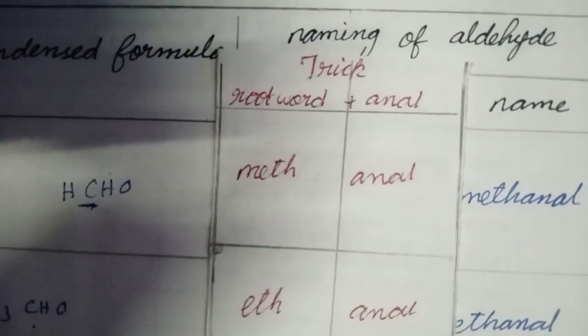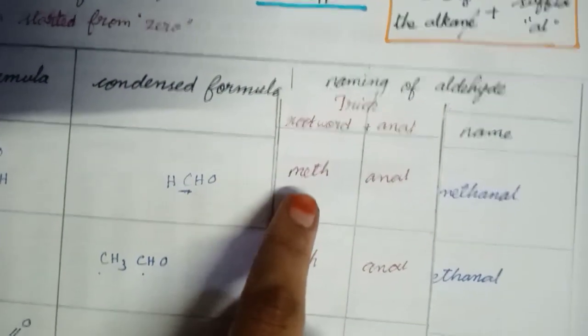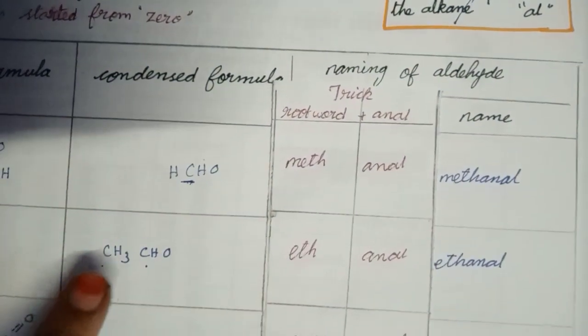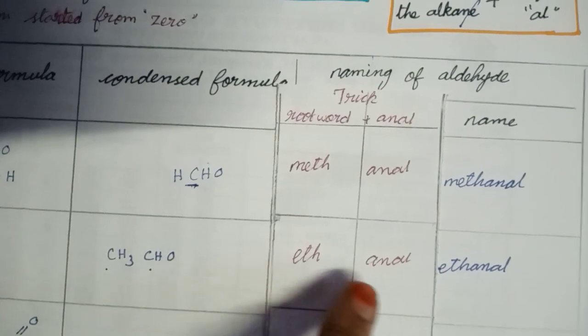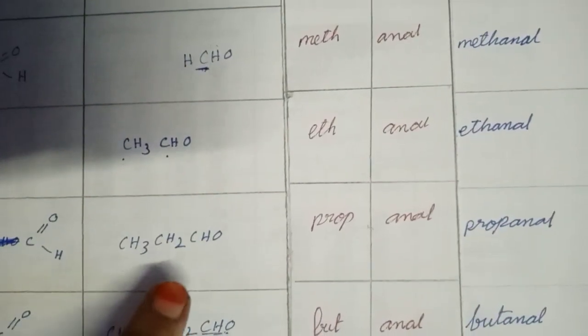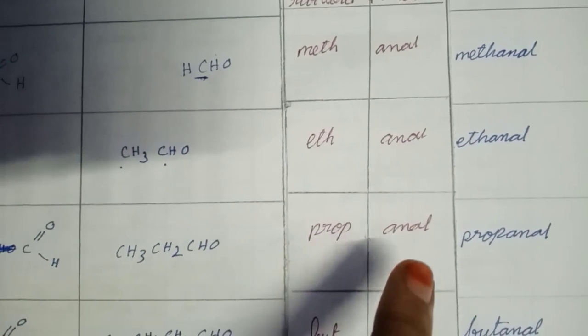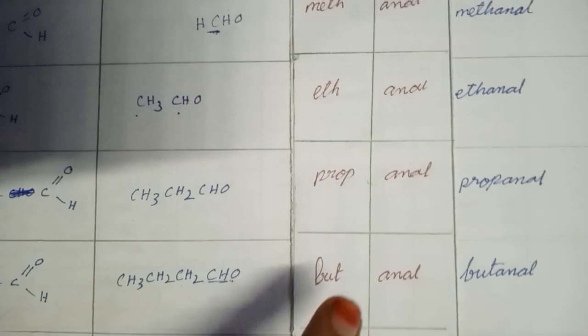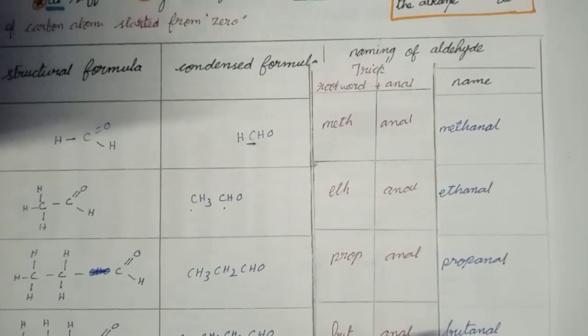Like that, for aldehyde, the trick is root word plus anal. So 1 carbon, the root word is meth plus anal, so we get the name methanal. The root word eth, so we add anal, ethanal. 3 carbons, root word prop, anal, propanal. 1, 2, 3, 4 carbons, but plus anal, butanal. This is the trick for aldehyde.